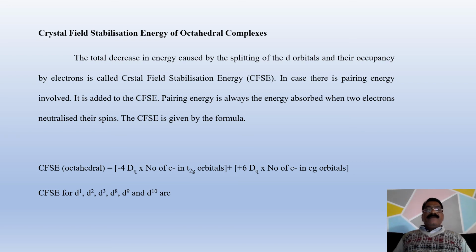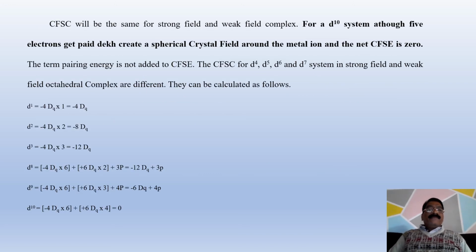CFSE is given by the formula: CFSE is equal to minus 4 Dq times the number of electrons in t2g orbitals plus 6 Dq times the number of electrons in eg orbitals. CFSE for d1, d2, d3, d8, d9 and d10 systems are the same. CFSE for the strong field and weak field is the same for these systems.